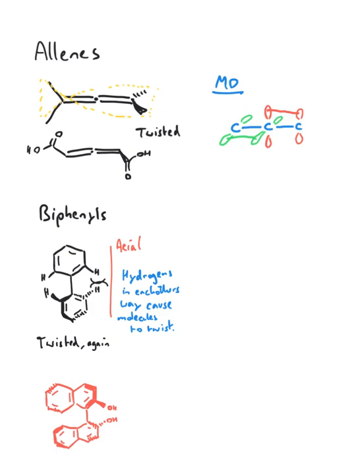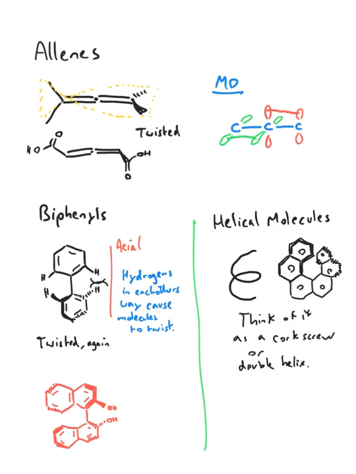And then finally, we have helical molecules, where you just have these rings forming this corkscrew shape or a double helix shape. Speaking of which, a double helix, such as DNA, is most likely a chiral structure. So just be aware that chirality can arise in some strange places, not just necessarily a carbon chiral center.